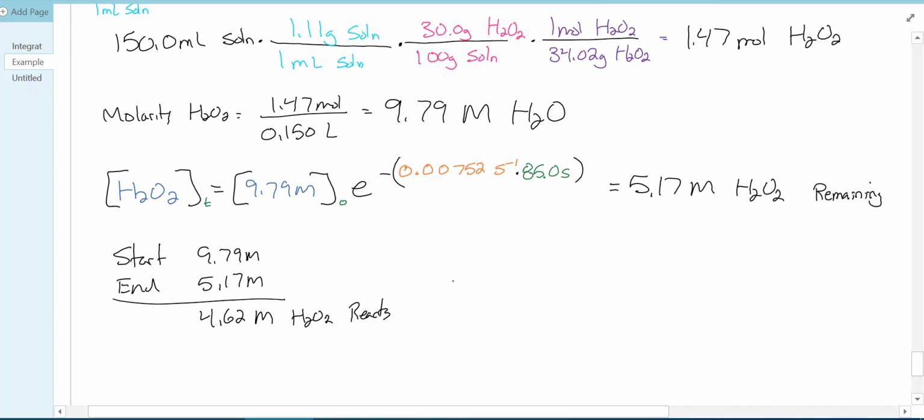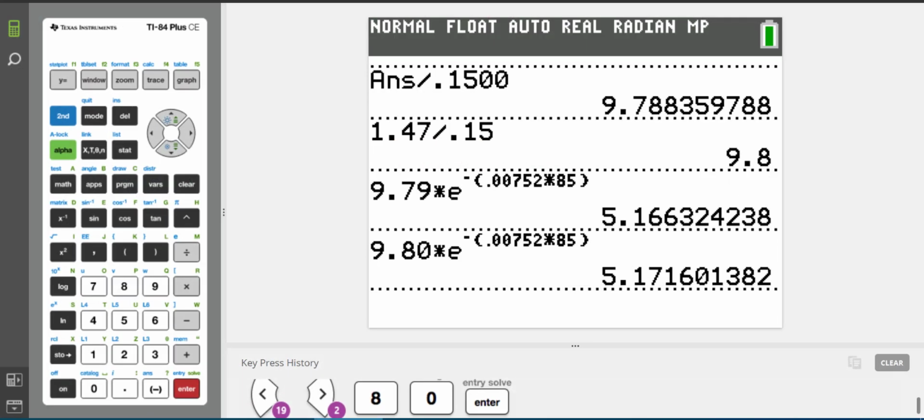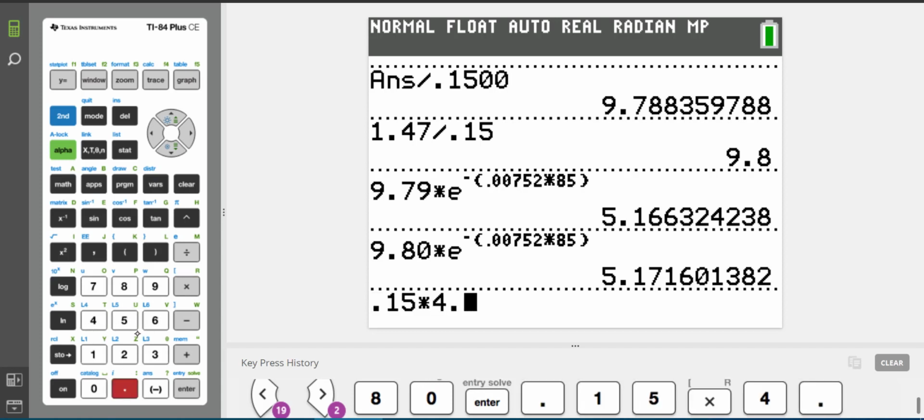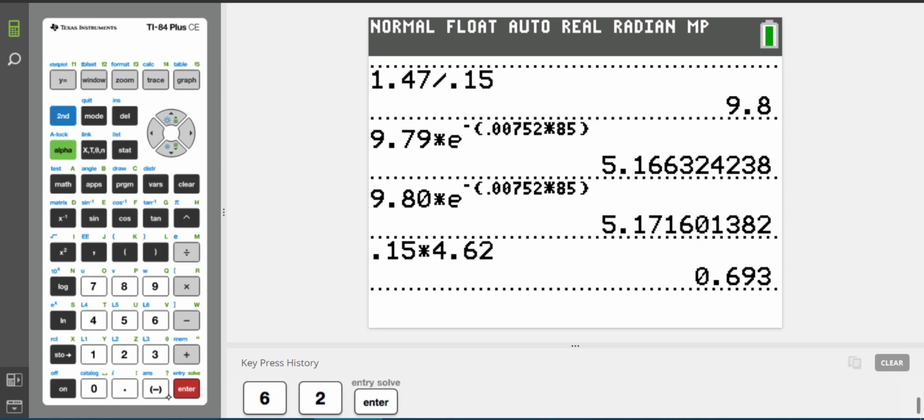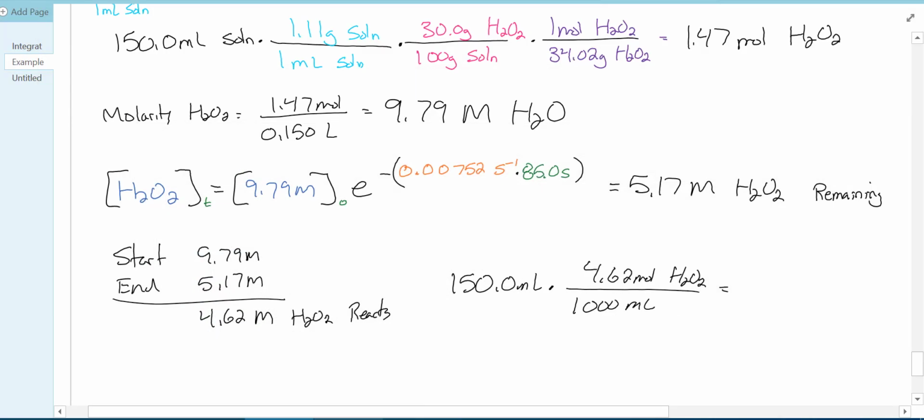Right, so if I take my 150 milliliters, and we know that for every 1,000 milliliters, I have 4.62 moles of H2O2, right? So 0.15 times 4.62, that would be what, 0.693? 0.693 moles of H2O2 reacts.